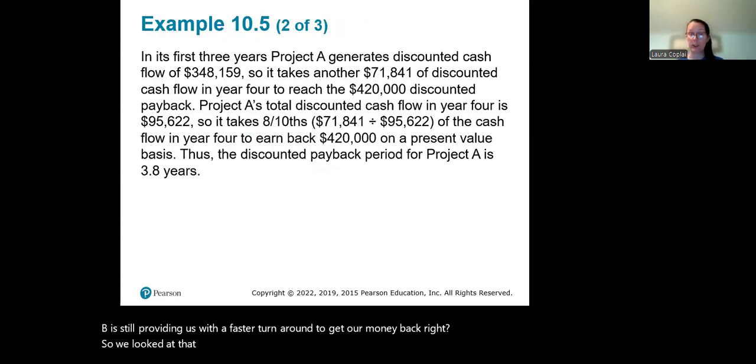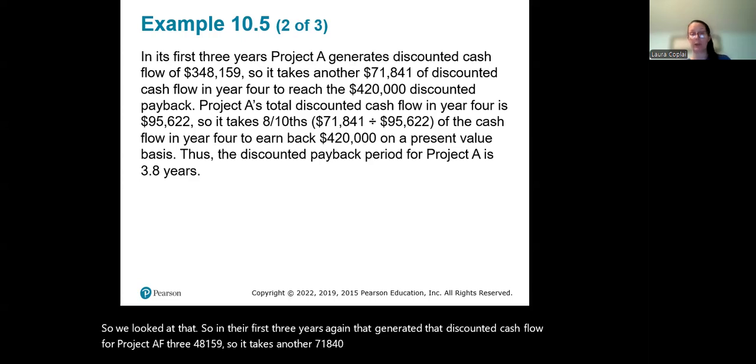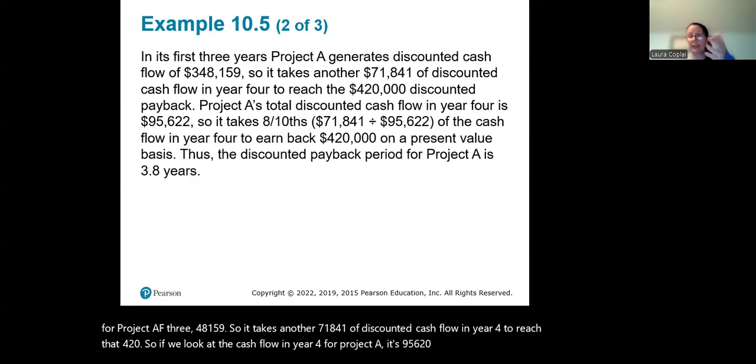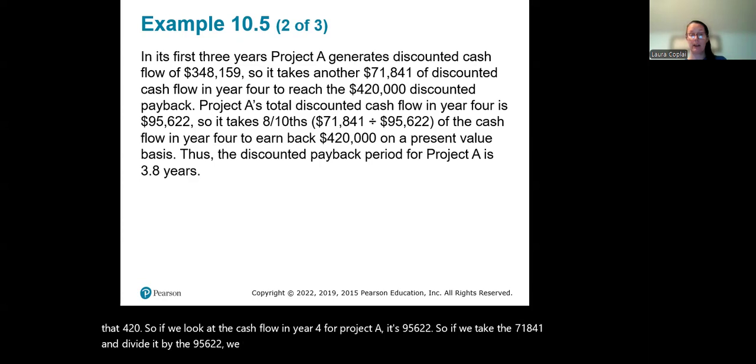In that first 3 years, again, that generated discounted cash flow for project A of 348,159. So it takes another 71,841 of discounted cash flow in year 4 to reach that 420. If we look at the cash flow in year 4 for project A, it's 95,622. If we take the 71,841 and divide it by the 95,622, we get 8/10 of the cash flow, which is why it was 3.8 years to earn back that 420,000. So that comes out to 3.8 years.